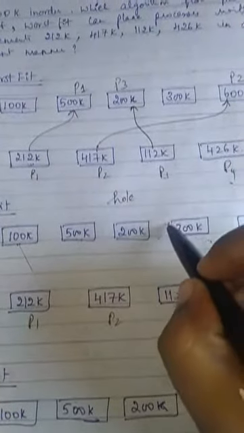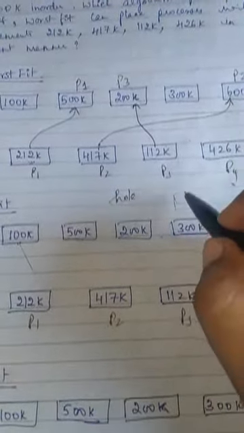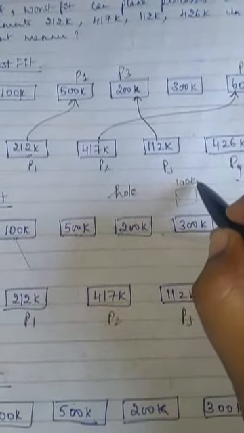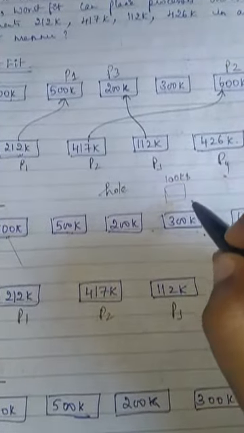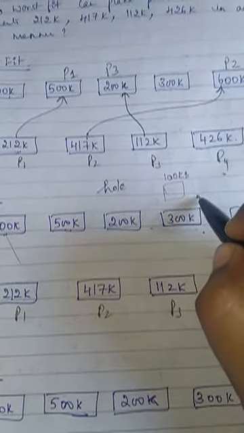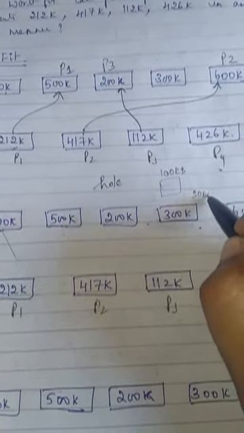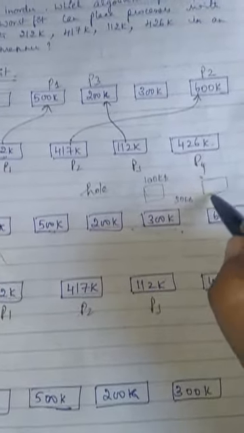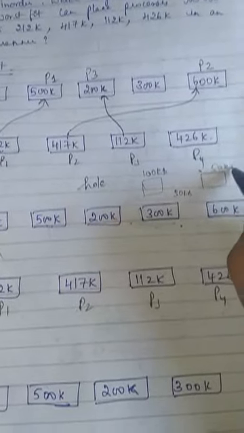Okay, so remaining one means what? Assume this is a partition of 100 KB size, and your process is of 30 KB. Okay, you have one more partition which is of 50 KB.